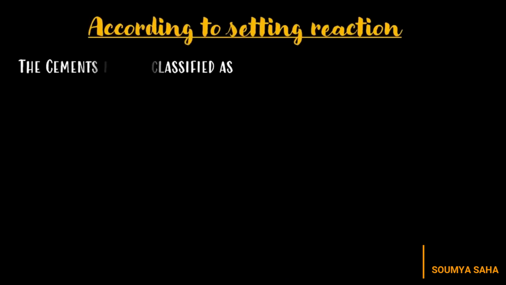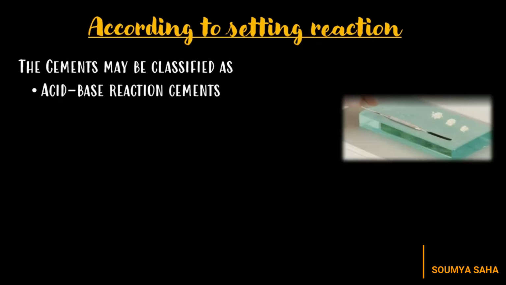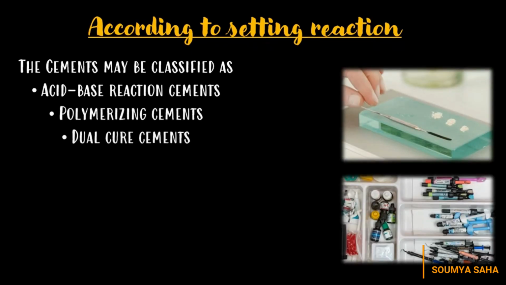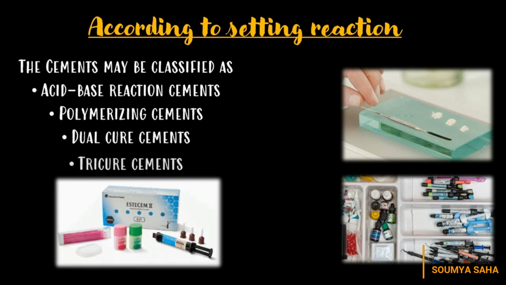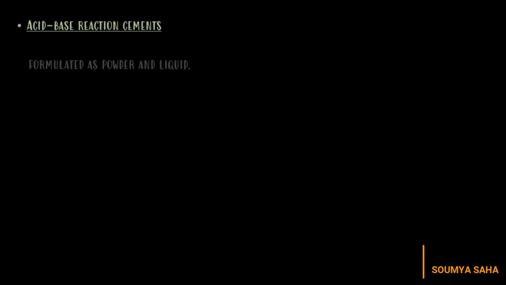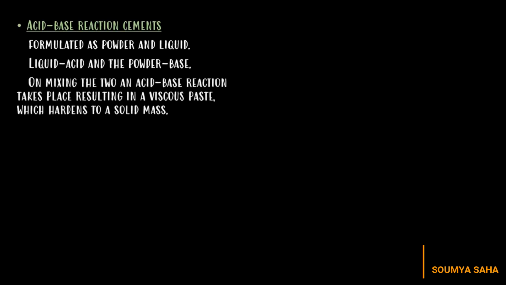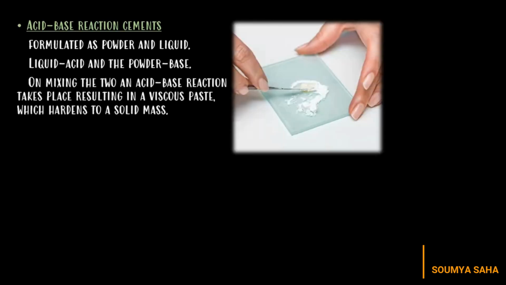According to the setting reaction, the cements may be classified as acid-base reaction cements, polymerizing cements, dual-cure cements, and tri-cure cements. The acid-base reaction cements are formulated as powder and liquid. The liquid consists of the acid and the powder is composed of base. On mixing the two, an acid-base reaction takes place, resulting in a viscous paste which hardens to a solid mass.